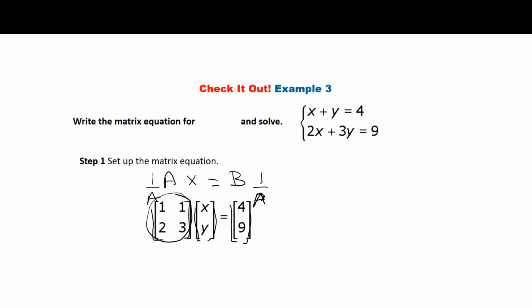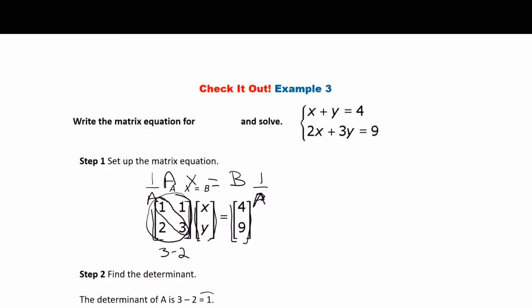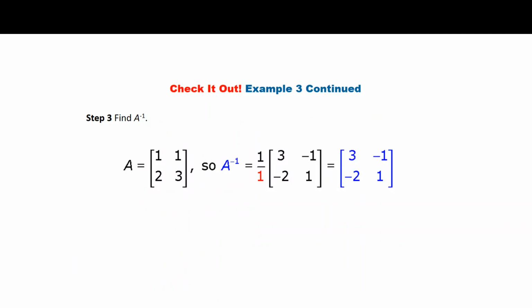So, set up your matrix equation, and then the next thing we want to do is find the determinant. Remember, to find the determinant, we take the diagonals, multiply them together, 3 minus 2, all right, and we end up with 1. So our determinant is 1, so keep that in mind.